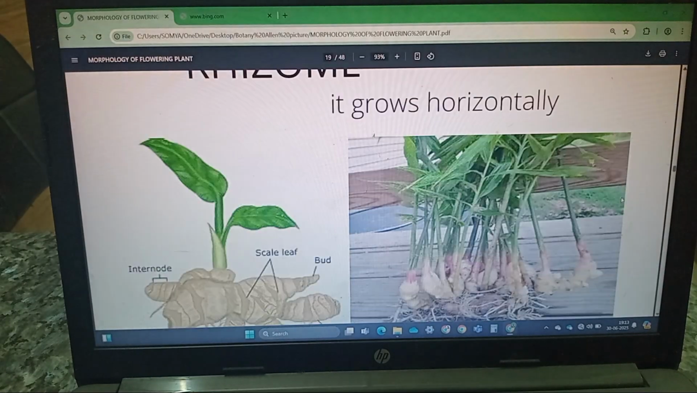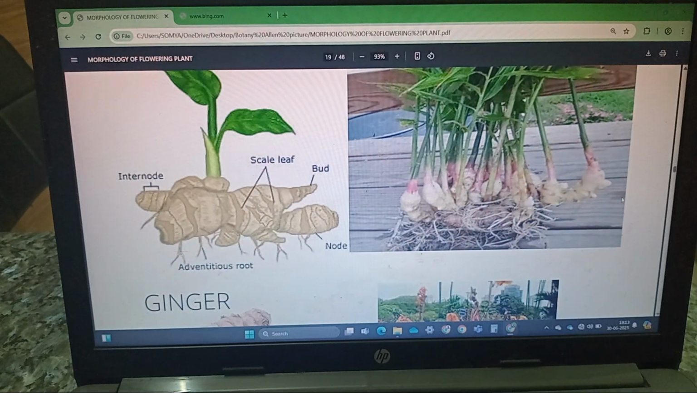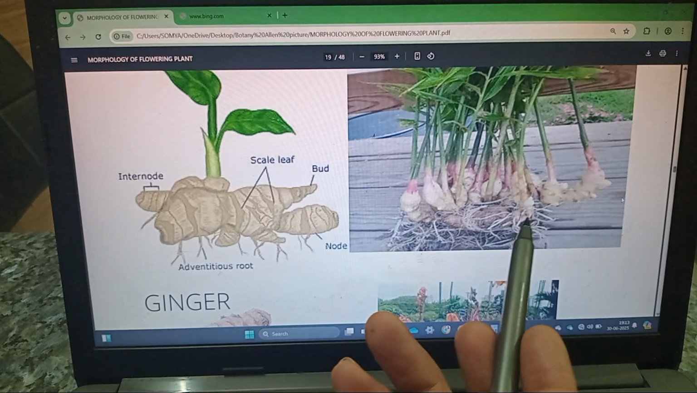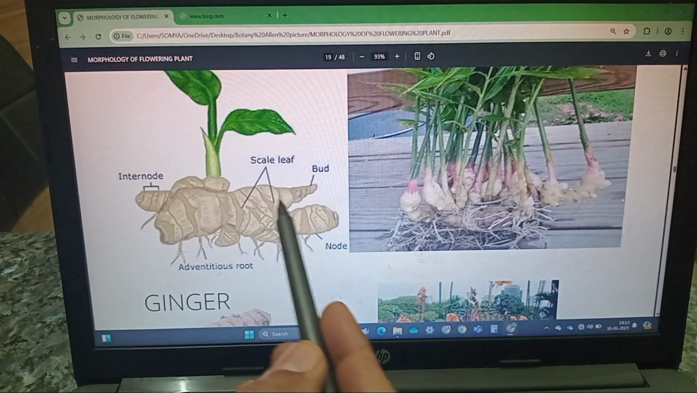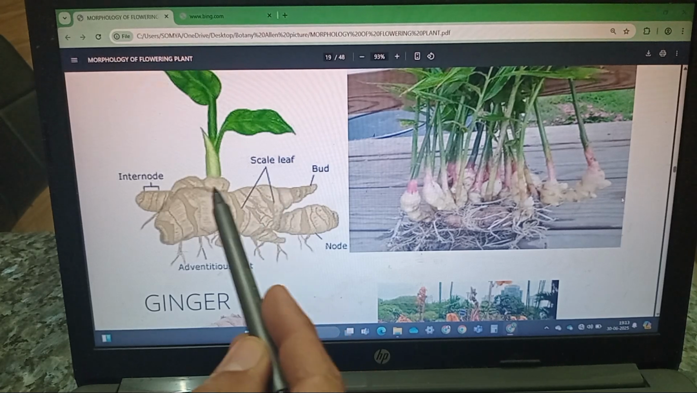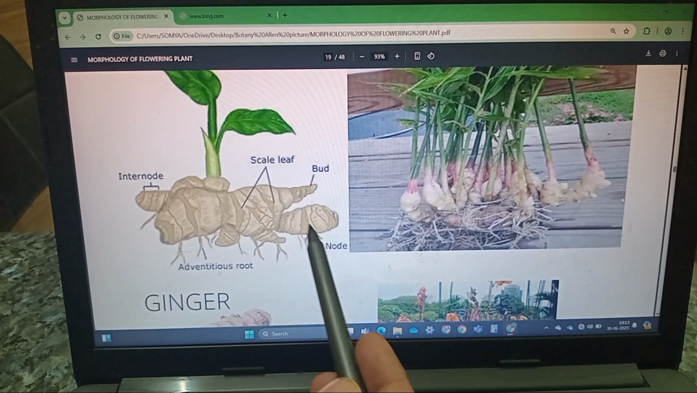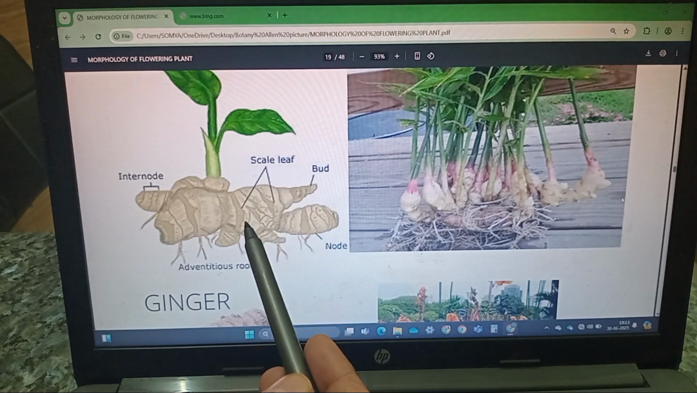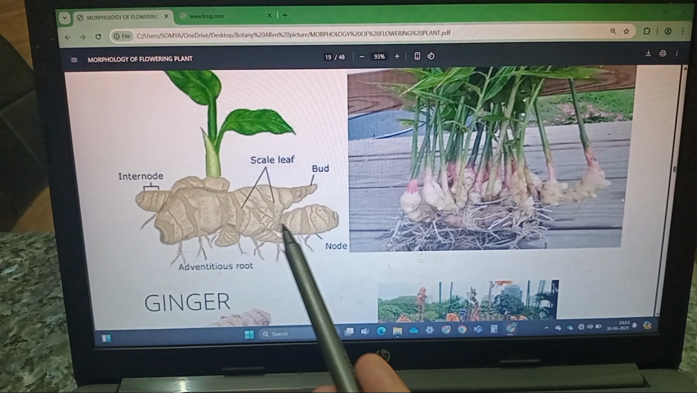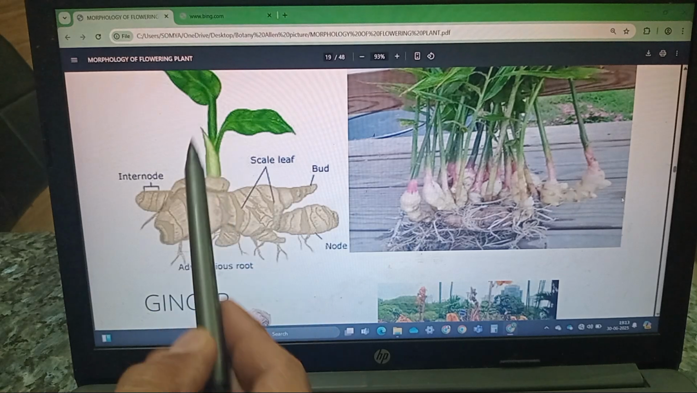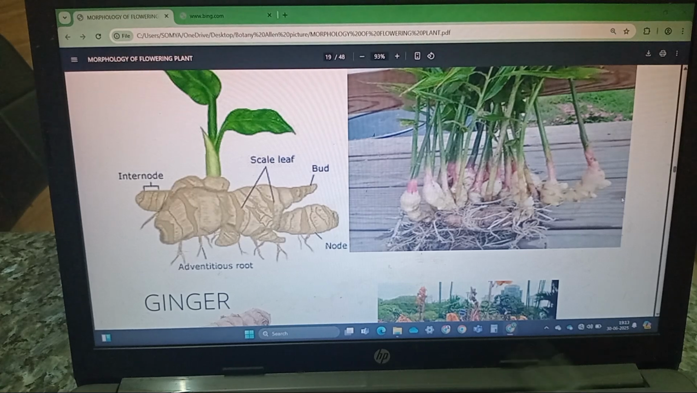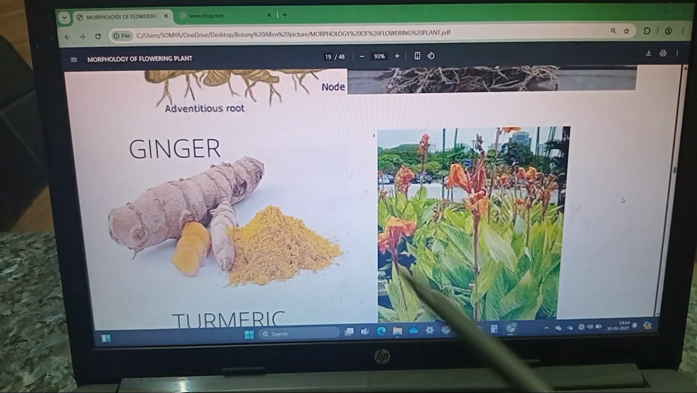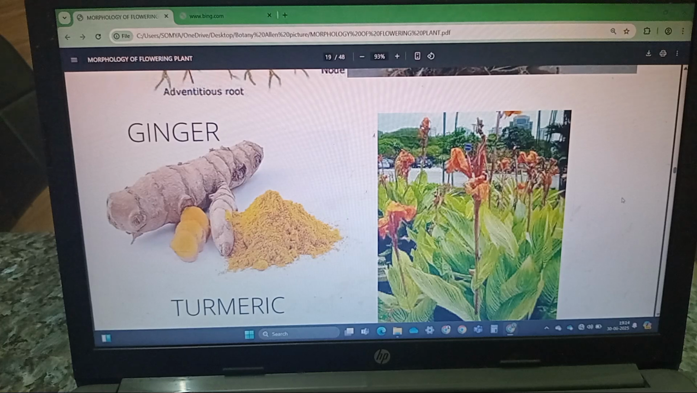Second is this rhizome. The rhizome, exemplified by the ginger, grows horizontally. Here there are the scale nodes and internodes. At the nodes there are scaly leaves. So why is it not root? Because it bears node and internode, and here scaly leaves. These are the roots. Then these are the shoots. This is a stem. So ginger and turmeric are the examples of this.